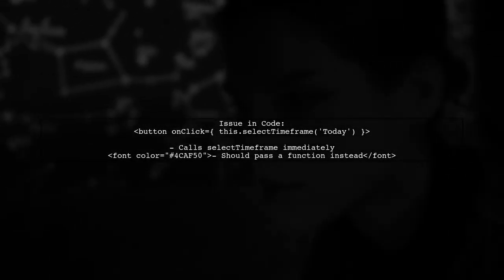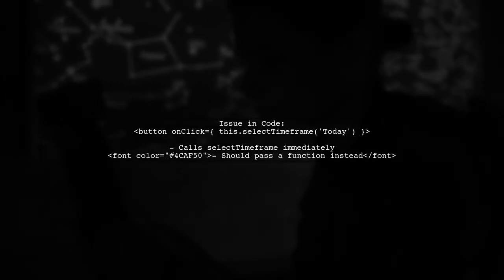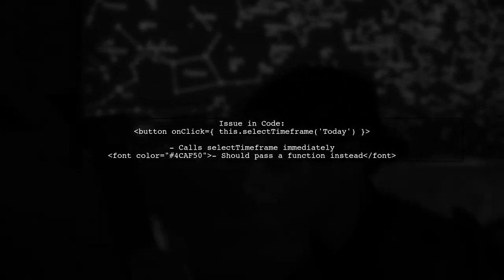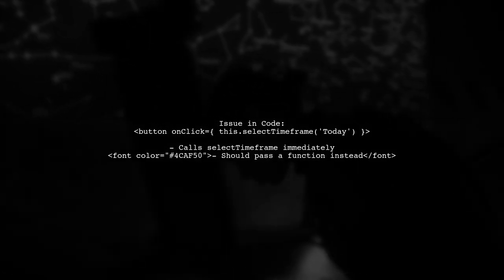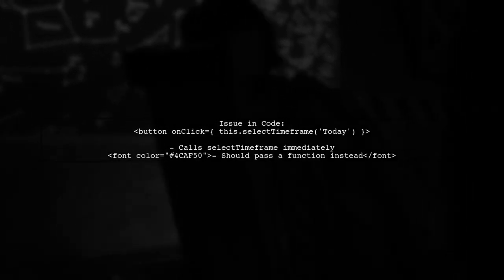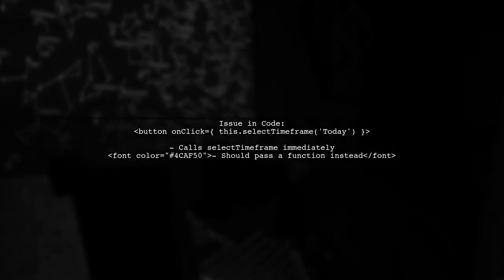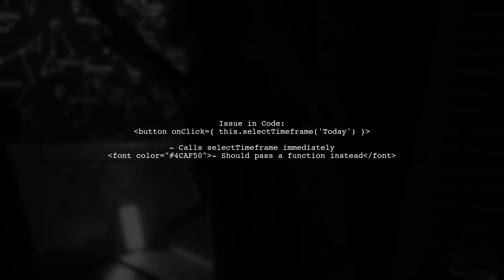In your render method, you're calling selectTimeframe directly in the onClick handler. This means the function is executed immediately when the component renders, rather than when the button is clicked. To fix this, you should wrap the selectTimeframe call in an arrow function. This way, it will only be executed when the button is clicked.